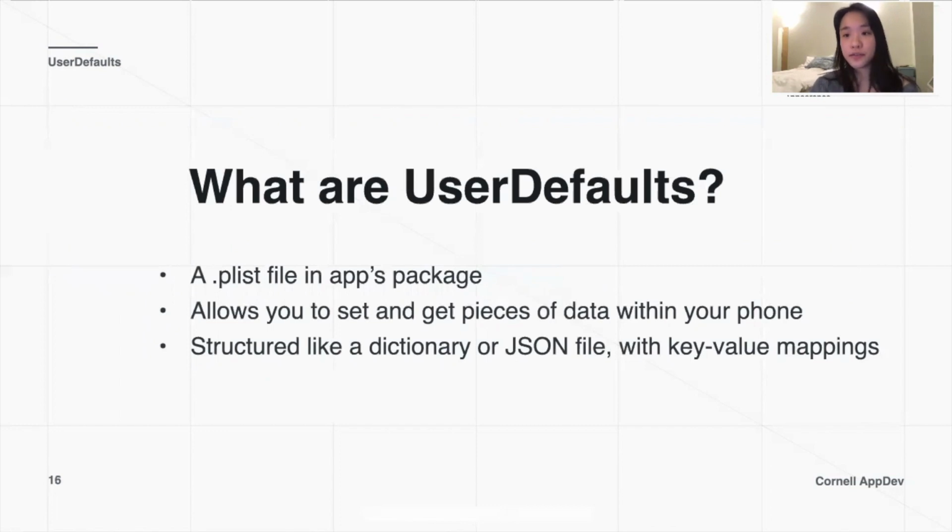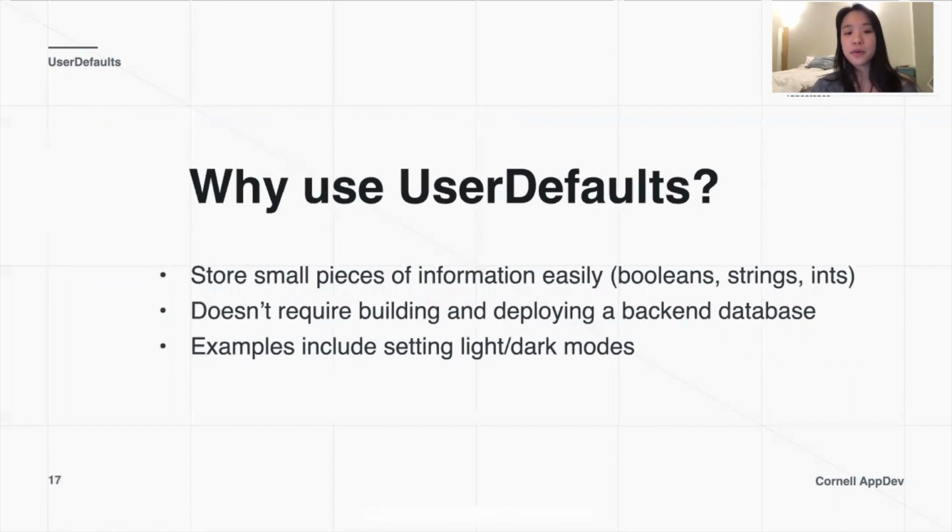So what are user defaults exactly? It is a plist file in your app's package, which allows you to set and get pieces of data within your phone. It's structured like a dictionary or a JSON file with key value mappings. And this is really important because you can store small pieces of information like Boolean strings and ints this way without having to build and deploy a backend database. And examples include setting light and dark modes, or setting your user preferences for fonts or other things within your settings.